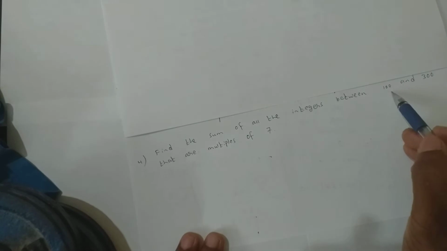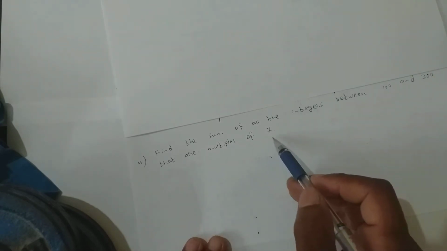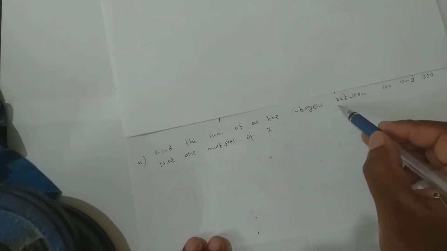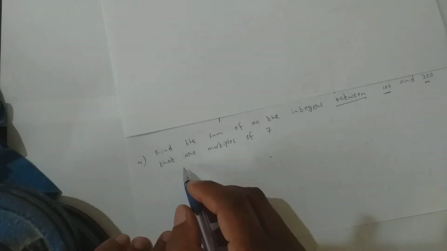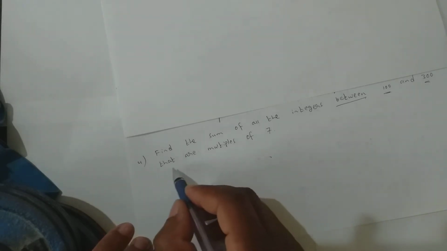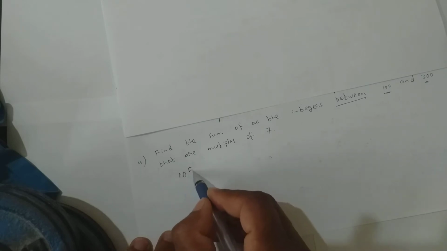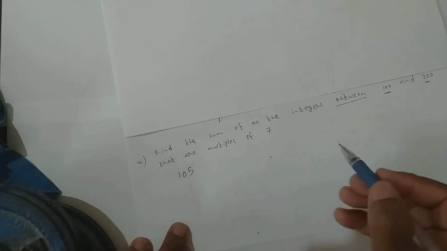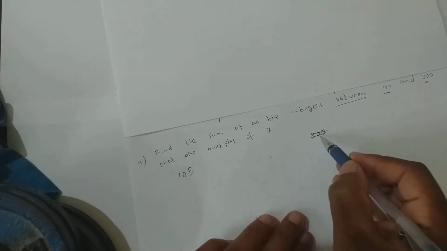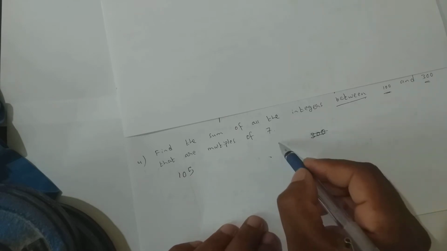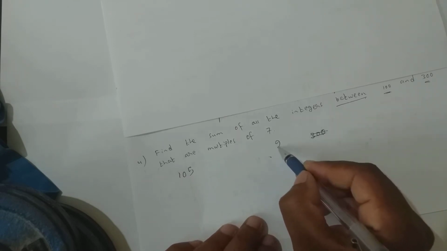Next sum you see here. Find the sum of all the integers between 100 and 300 that are multiples of 7. He has given us the word between, means 100 and 300 should not be included. The numbers between 100 and 300 we need to find out. So what is the first number between 100 and 300 divisible by 7? 101? No. 102? No. 103? No. 104? No. It starts from 105. And from the back, 300 is not divisible by 7. 300 anyhow is not included. 299, 298, 297, 296, 295, 294.